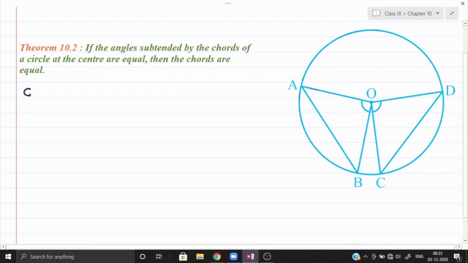So here first we will write down in the given: we have a circle with center O, comma, angle AOB is equal to angle COD. Okay, to prove. What we need to prove here?